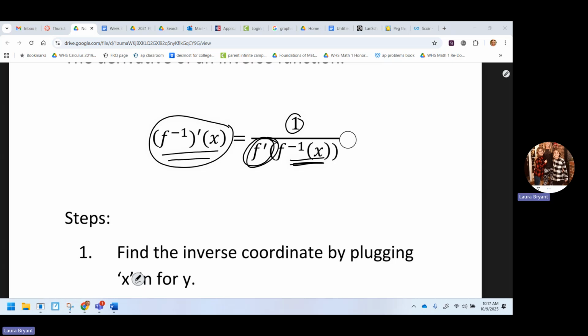That's what the formula is telling us to do, which is what we're doing in our dividing it in half and thinking of it as 2 different things. But you can also just find the inverse value, plug it into the derivative and flip it.